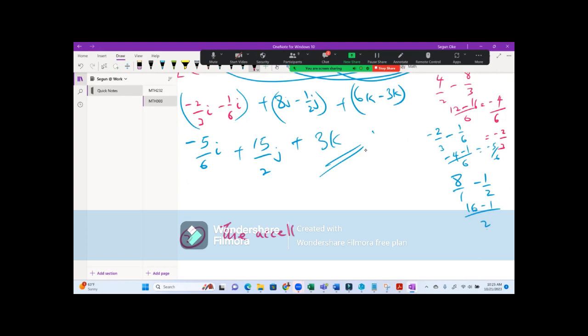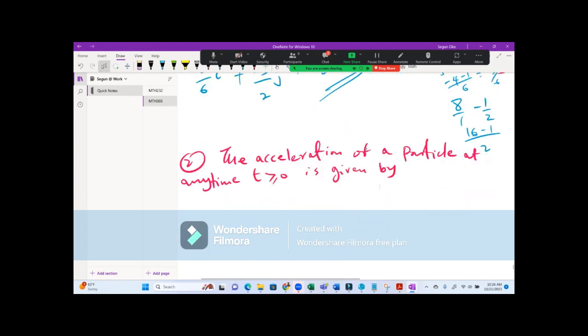The acceleration of a particle at any time t greater or equal to 0 is given by a equals acceleration equals differentiation of velocity, dv/dt. Don't forget, acceleration is to differentiate the velocity, right?